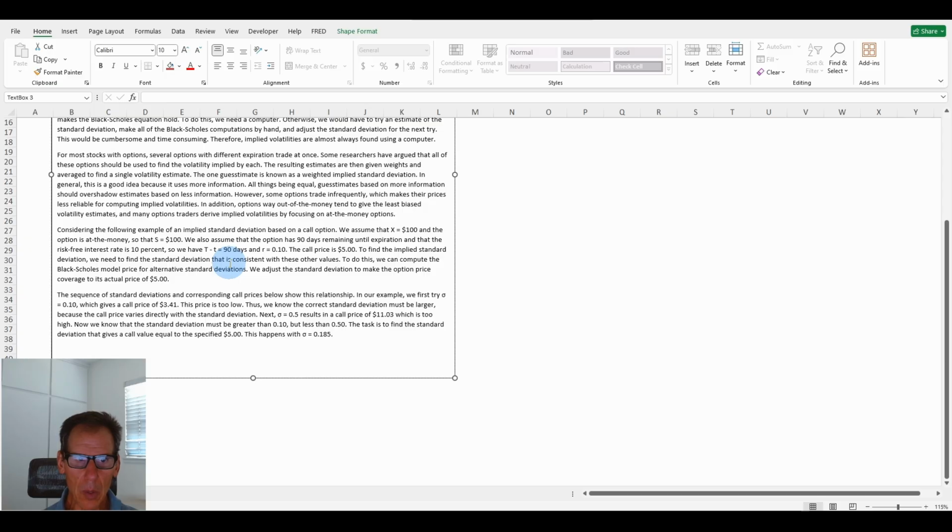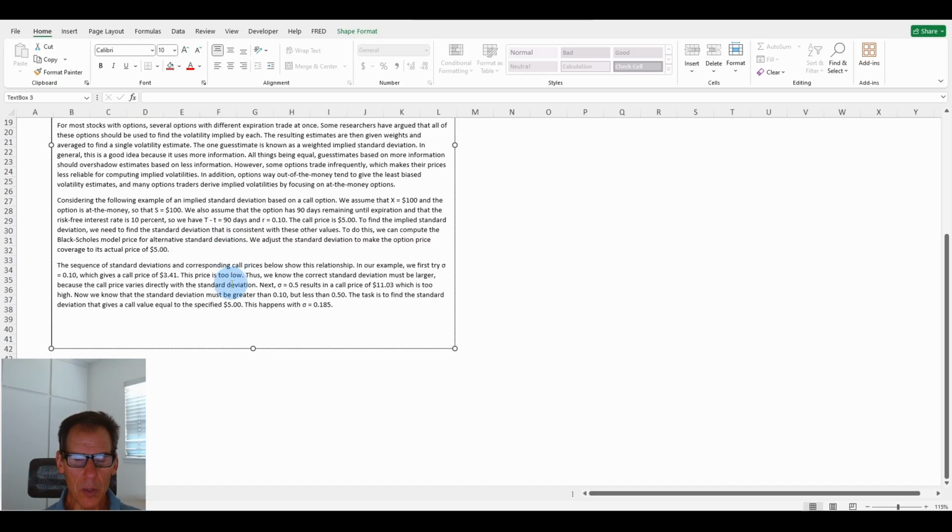To do this, we can compute the Black-Scholes model price for alternative standard deviations. We adjust the standard deviation to make the option price converge to its actual price of $5. The sequence of standard deviations and corresponding call prices below show this, the corresponding example I'll show you next. In our example, we first try 0.10, which gives us a call price of $3.41. The price is too low. Thus, we know the correct standard deviation must be higher because the call price varies directly with the standard deviation. Next, 0.5 results in a call price of $11.03, which is too high.